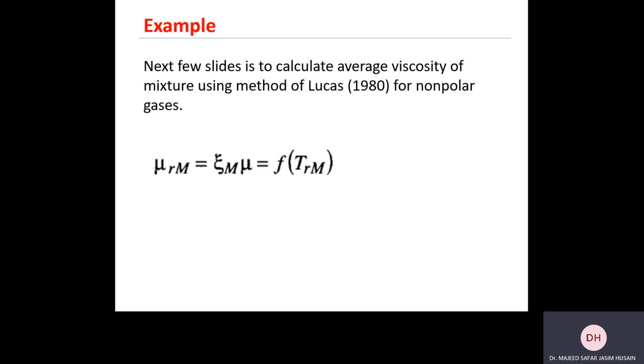So what we want is to find the viscosity. Viscosity multiplied by xi M is equal to a function of reduced temperature. So now we have to find most of these values so that you can apply this equation. It looks a bit weird, but we'll go and find each one of them.